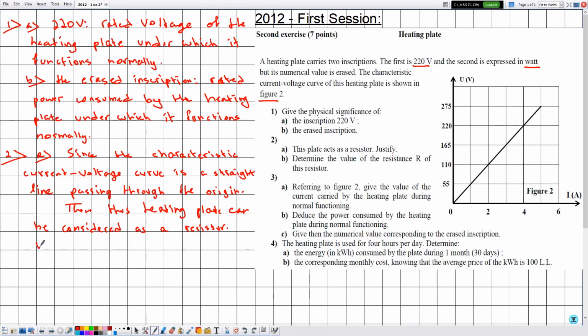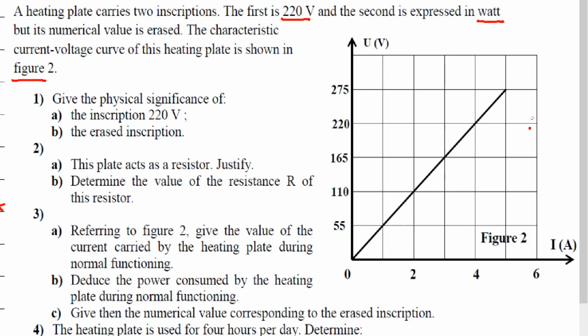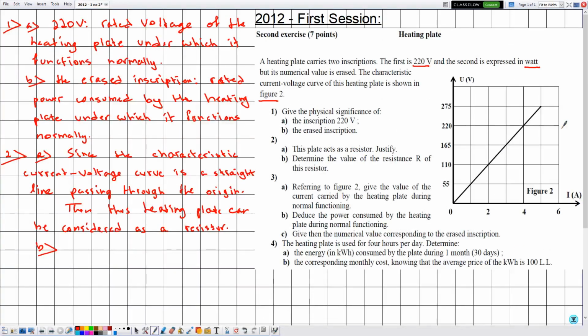And now in part B they are telling me to determine the value of the resistance R of this resistor. So in figure 2 we have the curve plotted in the current voltage, so we can determine the value of R of this resistor using the slope method. So this slope method consists of 4 steps. The first step is that we write the definition.